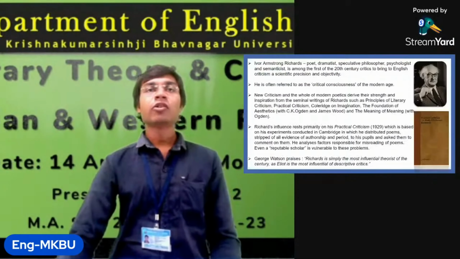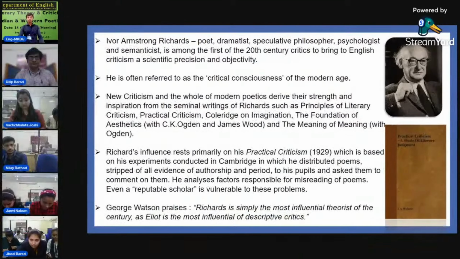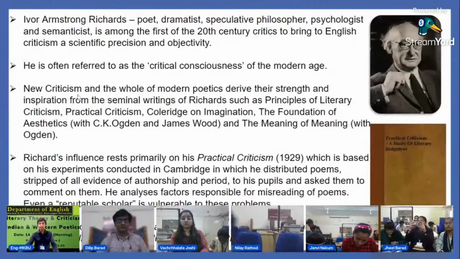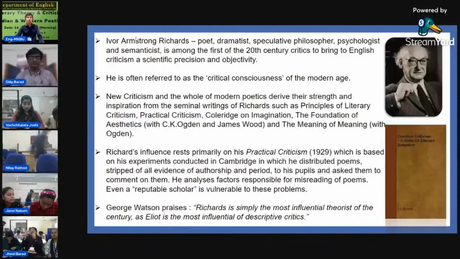So it is the introductory slide, and here I have pinpointed some information about the author and his famous book Practical Criticism. First of all, we will have some introduction here. Ivor Armstrong Richards was a poet, dramatist, speculative philosopher, so here philosophy matters to us, and psychologist and semanticist. He is among the first of the 20th century critics to bring to English criticism a scientific precision and objectivity.